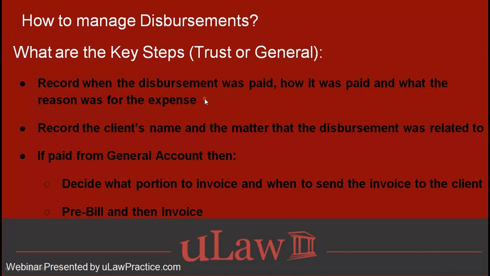So what are the key steps? Record when the disbursement was paid, how it was paid, and what the reason was for the expense. Now that we've talked about the two different types, trust and general in this case, being the two different ways in which you can record it, now we're going to talk about what are the different components that you want to make sure you are able to track regardless of the type that you use.